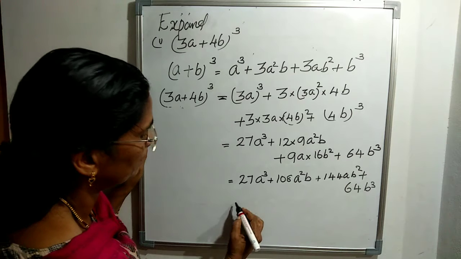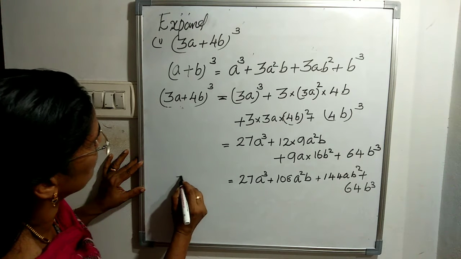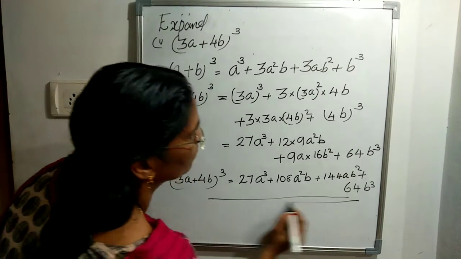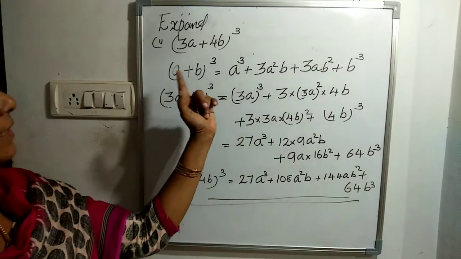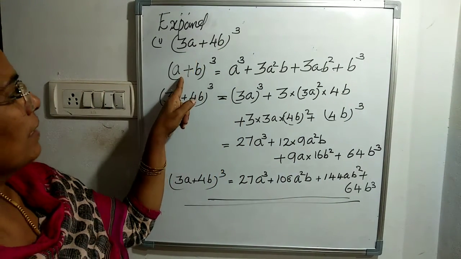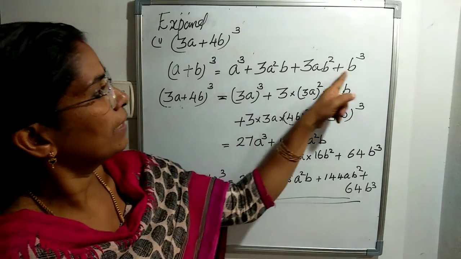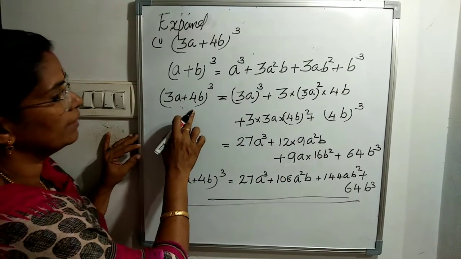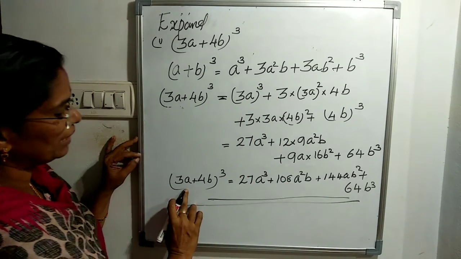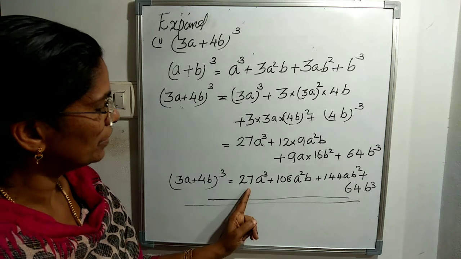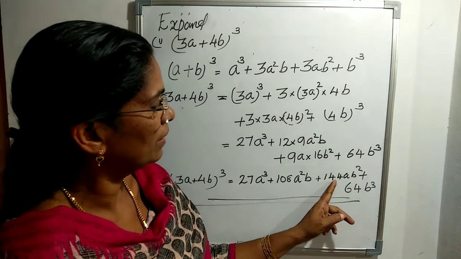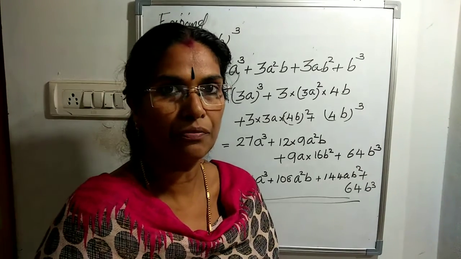If you know the identity, it is very easy to write the expansion. Okay, this is the answer. First you have to write the identity. Which identity are we using here? Here is a plus sign, so we take (a + b) whole cube and write the identity. After that, write the question, substitute the values, and after solving we get (3a + 4b) whole cube is equal to 27a cube plus 108a square b plus 144ab square plus 64b cube.